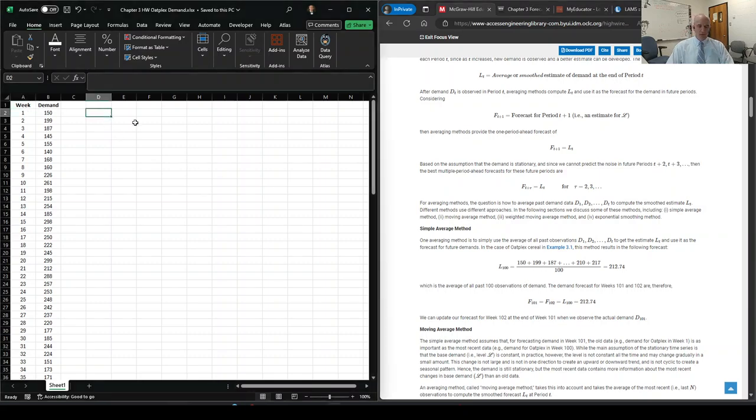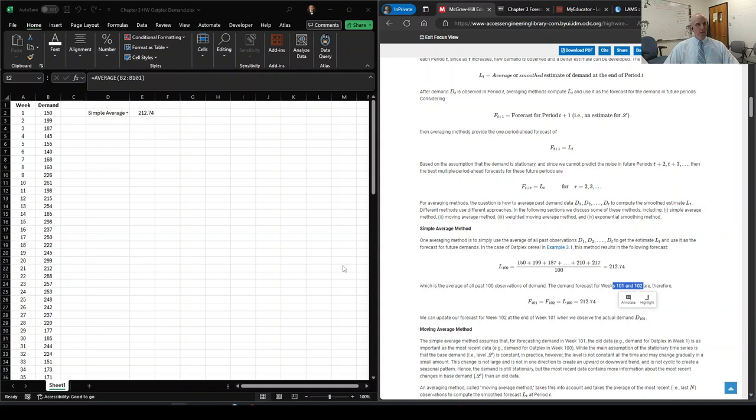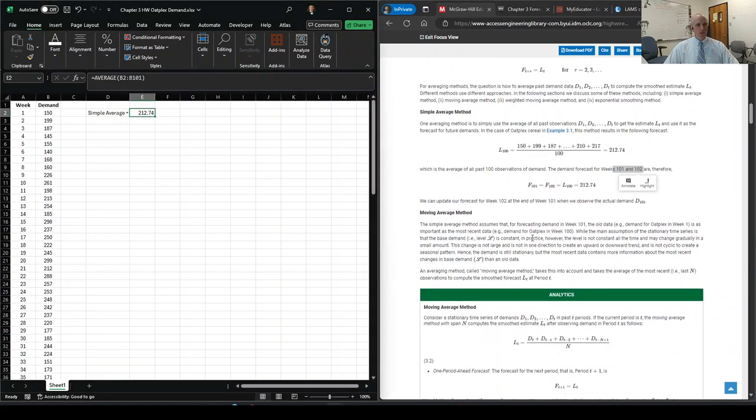Let's do that. What would be our simple average method for all 100 weeks? This is our simple average. So the simple average is about 212.74. It is the average of all past 100 weeks. So therefore, one method for weeks 101, 102 could be, we're going to forecast 212.74. We could update week 102 with the results from week 101 if we wanted to.